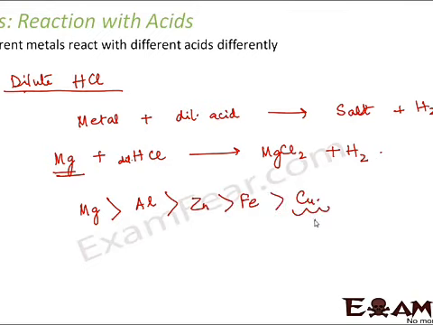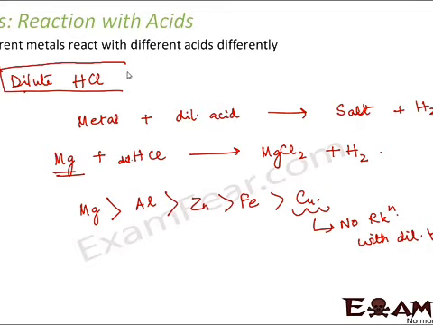In fact, if you talk about copper, copper doesn't react. There is no reaction of copper with dilute HCl. So it doesn't react with dilute HCl at all. Right now I am talking only about dilute HCl. So this series which I have written is true only for reaction with dilute HCl. So see, even with the same acid, the reactivity of different metals are different. On one hand, magnesium is highly reactive with dilute HCl. On the other hand, copper doesn't react at all.